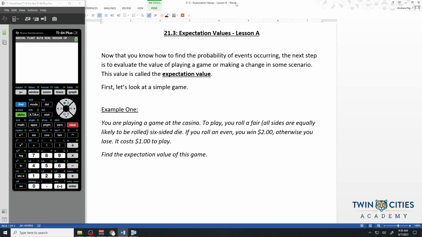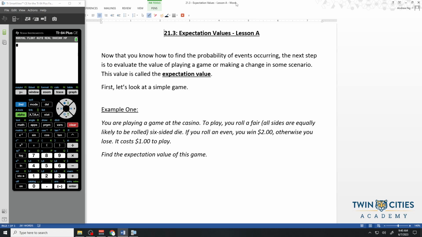In the last few videos, we've talked about finding different probabilities and using combinations and permutations. Now we're going to put all of this together and try to find what's called an expectation value for different events and different games. I'm going to break this up into three shorter sections. Let's begin with section A, or lesson A.